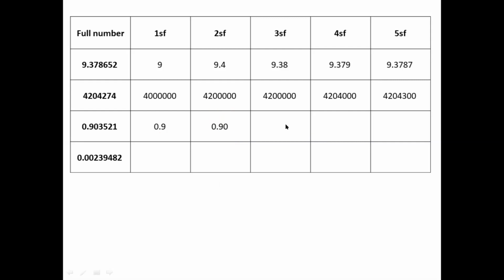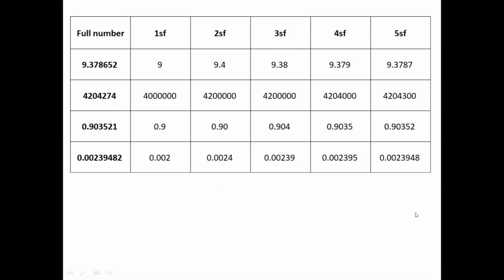Okay. Next, we've got 3 significant figures. You remember, 3 goes up because after 3 there's a 5. 4 significant figures and 5 significant figures. Okay, so the same idea in here, the zeros to the left are not significant.